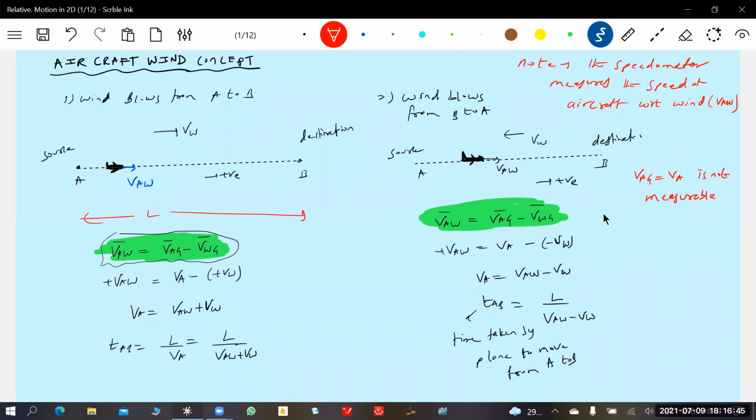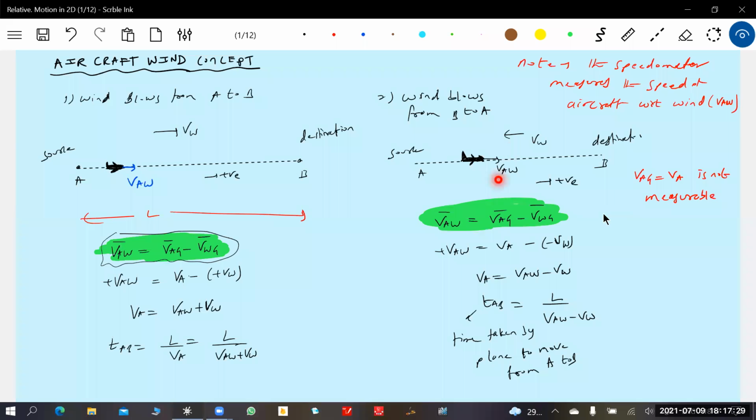Getting the idea? The same thing as riverboat conditions. Suppose he goes up and down, that is, from A to B and B to A, what we usually call a to and fro trip. The wind will change. Suppose the wind blows in the same direction, and it goes from B to A, then the direction of wind will be opposite to the motion. In that case we can just add up these two, to and fro journey.